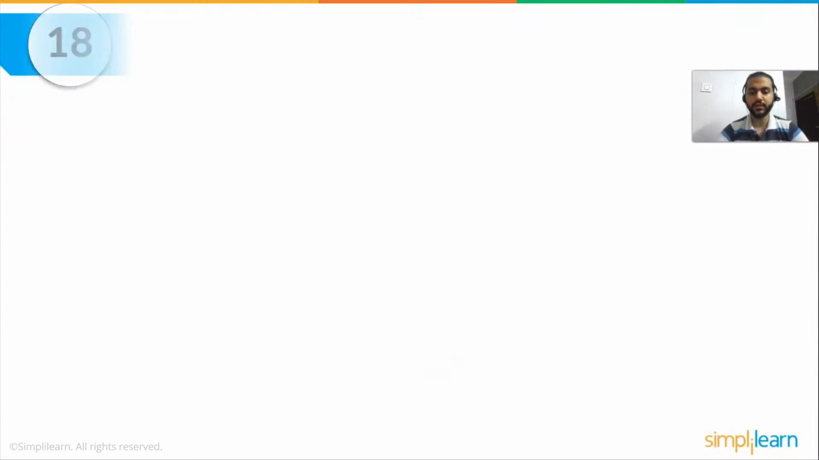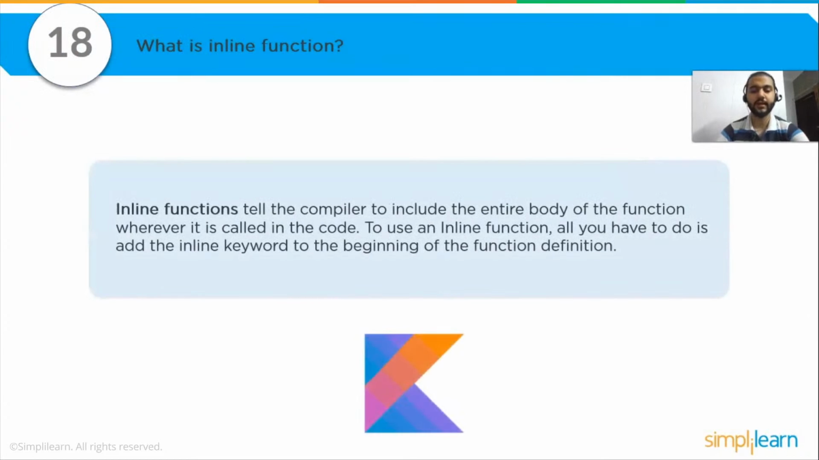Now coming to the next question, which is what is inline function? So inline functions tell the compiler to include the entire body of the function wherever it is called in the code. It is used to improve the performance of higher order functions, and the inline function call informs the compiler to copy parameters and functions. To use an inline function, all you have to do is add the inline keyword to the beginning of the function definition. So this is inline function.